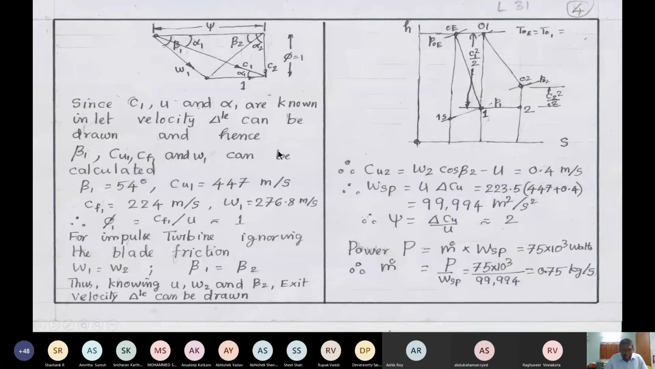So the values are: beta 1 is 54 degrees, Cu1 447 meters per second, Cf1 224 meters per second, W1 276.8 meters per second. I have just calculated phi1. Now what is phi1? Tell me someone. Flow coefficient. Yeah, see, initially itself I said flow coefficient, loading coefficient, degree of reaction.